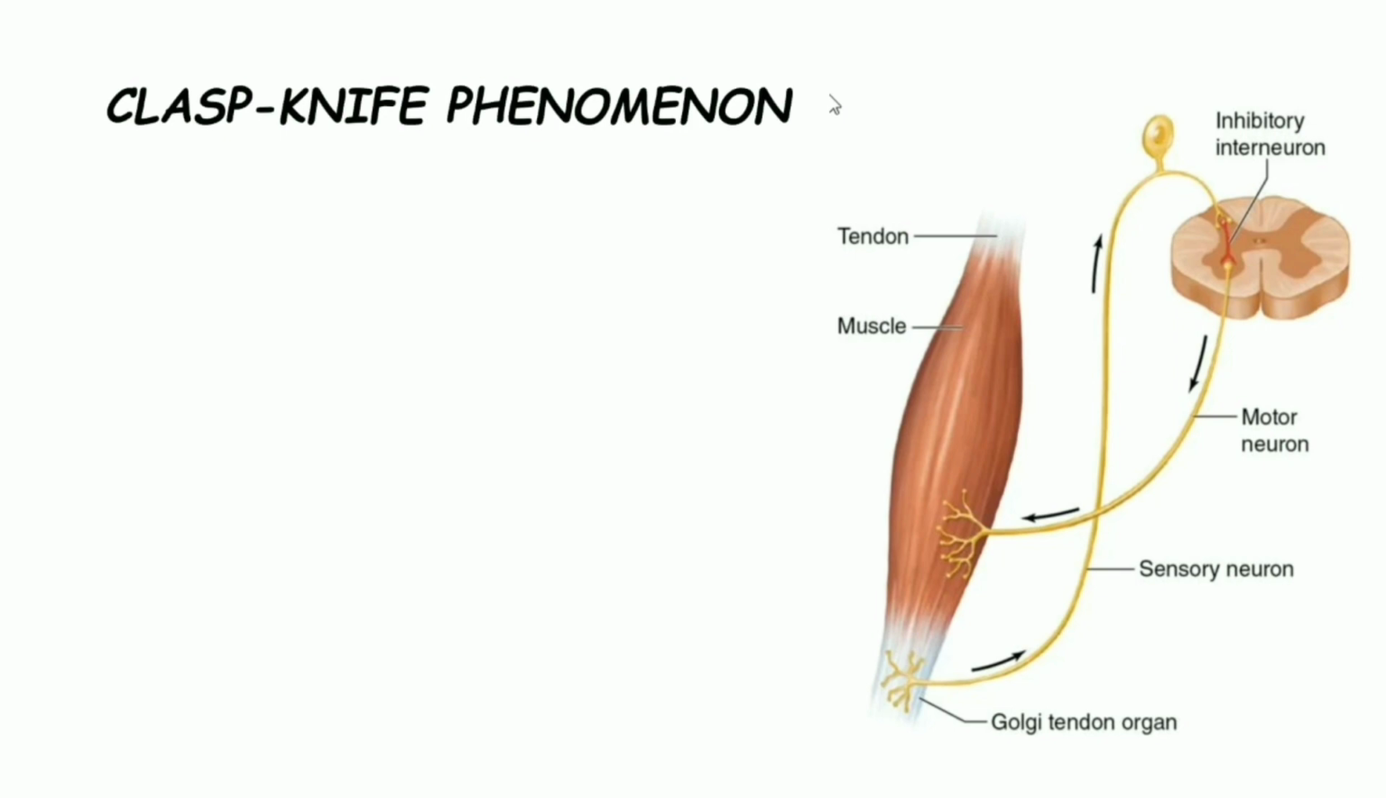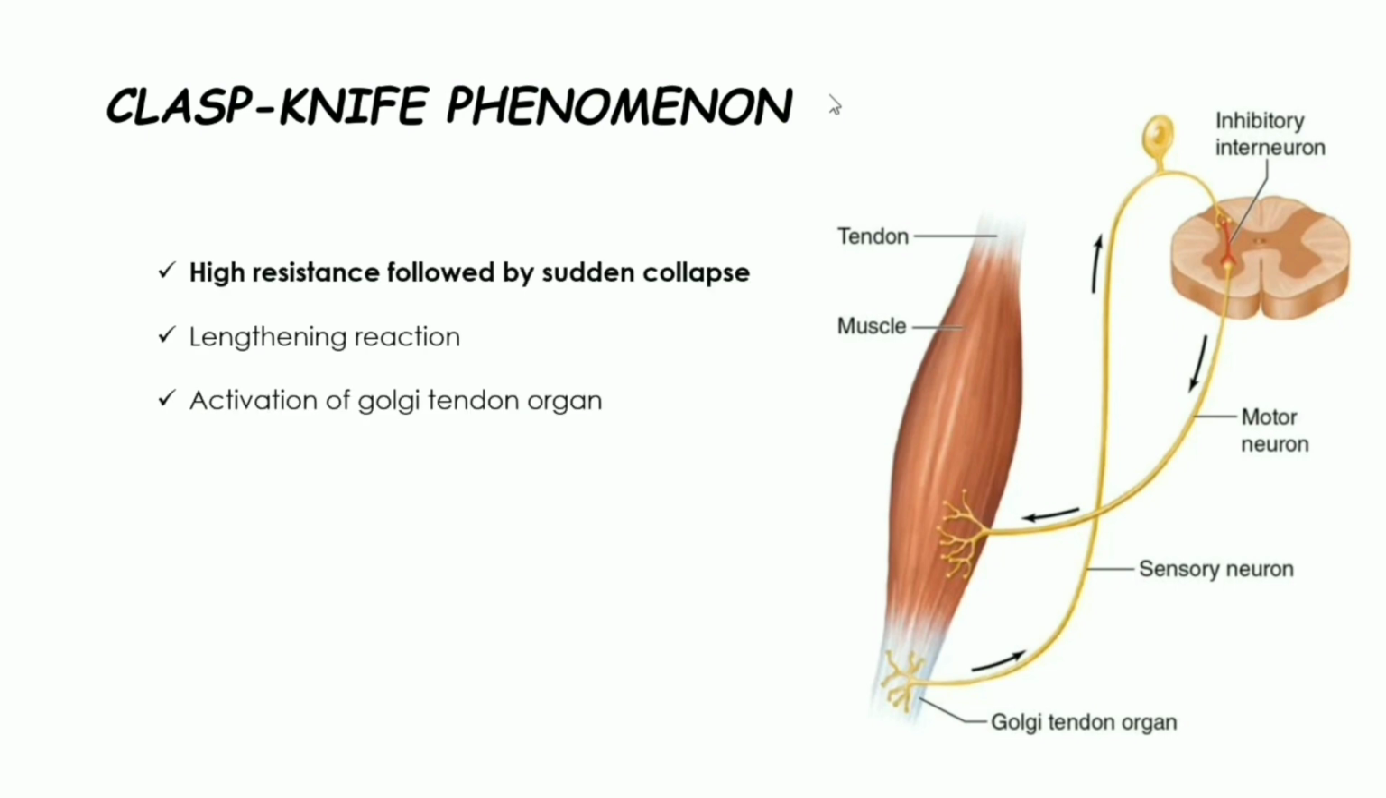ആൻഡ് ദിസ് ഇസ് കോൾഡ് ആസ് ക്ലാസ്പ് നൈഫ് ഫിനോമിനൻ. വെരി characteristic finding of UMN lesion. So what is clasp knife? There is a high resistance followed by a sudden collapse. It is also called as lengthening reaction. Why is there a sudden collapse? A sudden collapse is because a Golgi tendon organ is stimulated, which inhibits the contraction of the muscle, and suddenly there is a decrease in the tone. That is called as clasp knife phenomenon.